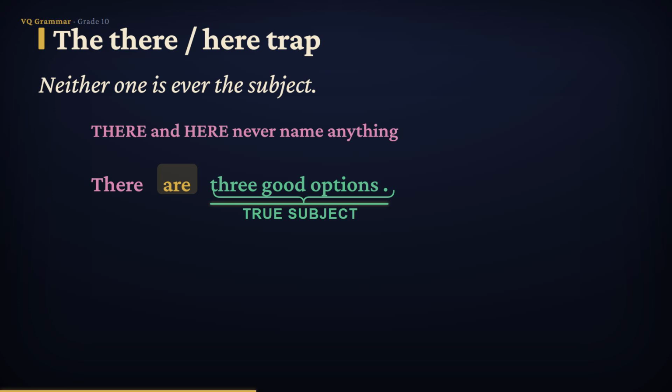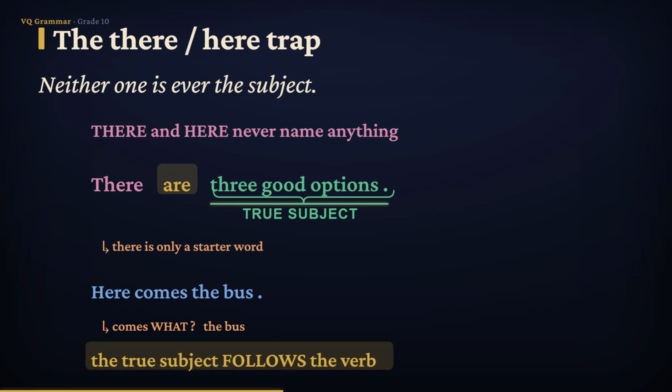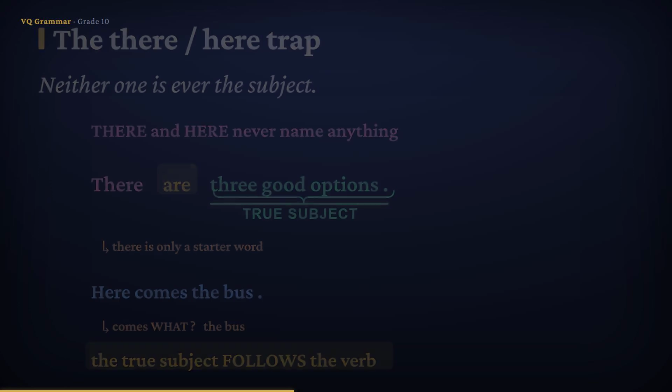Why isn't there the subject? Because there is not a noun. It doesn't name anything at all. It's simply a starter word that lets the sentence get rolling. Here behaves exactly the same way. Here comes the bus. Ask, comes what? The bus. So burn this into your memory. Never underline there or here as the subject. When a sentence opens with either word, the real subject is waiting on the far side of the verb.